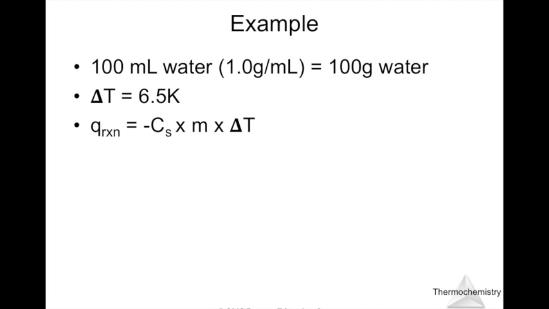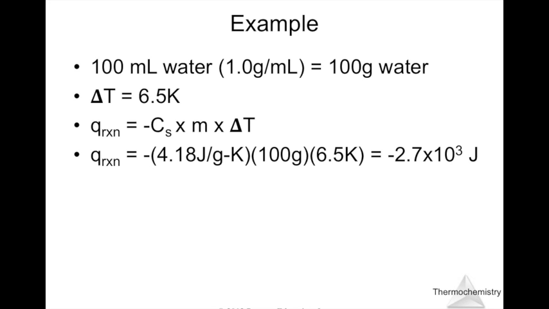So we just plug our values in. We have our specific heat of water, we have 100 grams of water, we have our delta T. So we have negative 2.7 times 10 to the third joules.